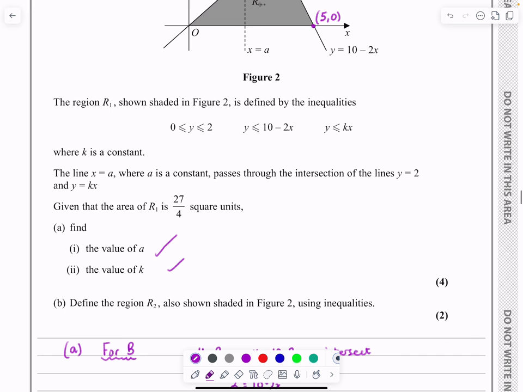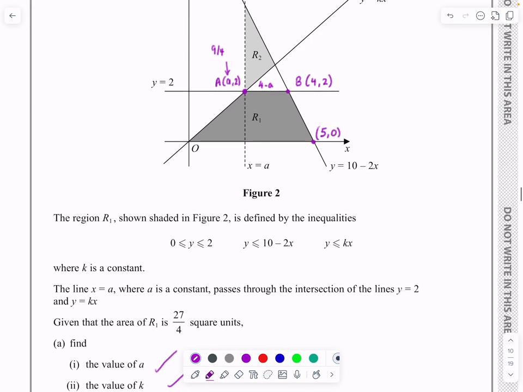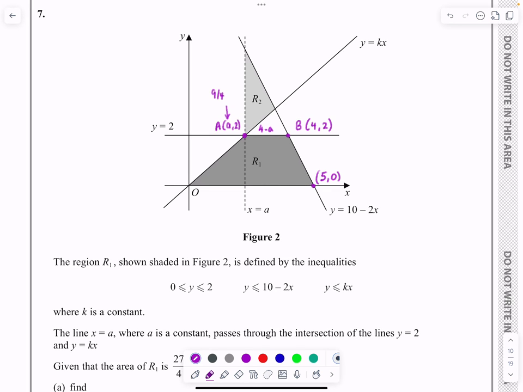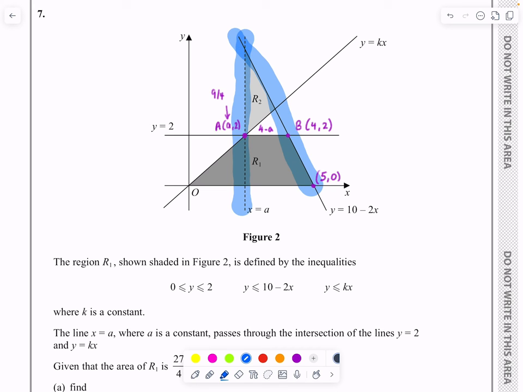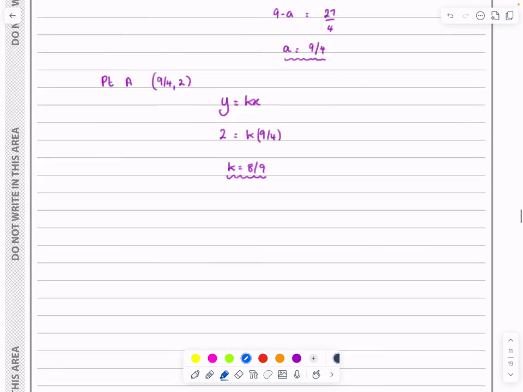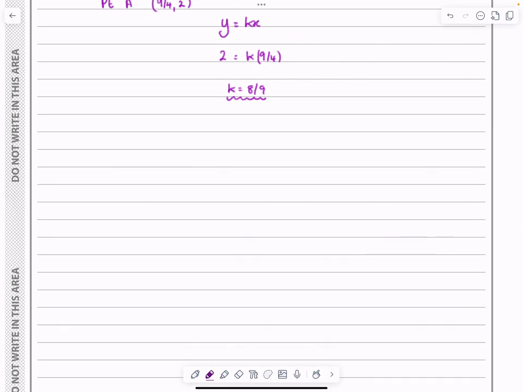Part b says, can we define the region of R2 using inequalities? So yeah, absolutely, for R2, I'm interested in that line there, and remember that's going to be a dotted line, so that'll be just a greater than or a less than. I'm also interested in this line here, that will be a less than or greater than, and I'm interested in this line here, and we've got all those lines already, so I'm not going to take too long over this part b because it's relatively straightforward.